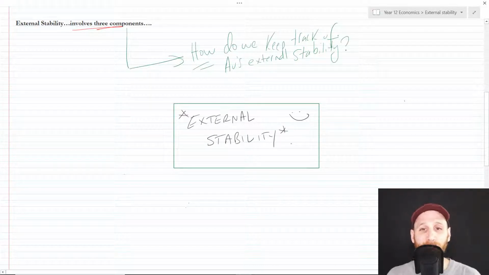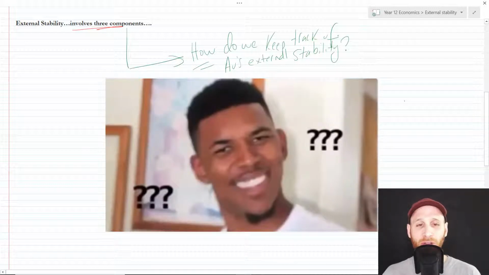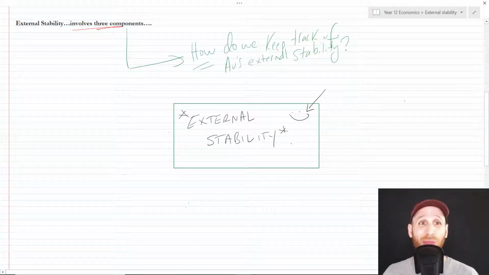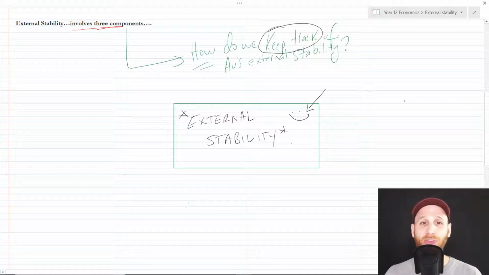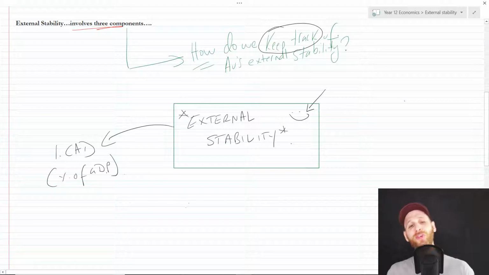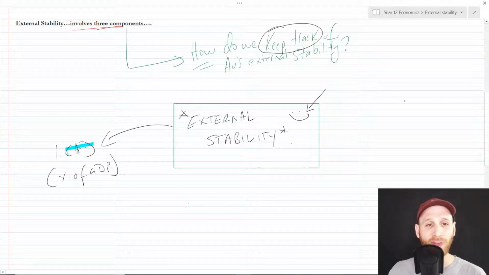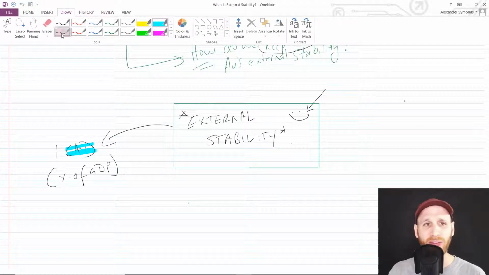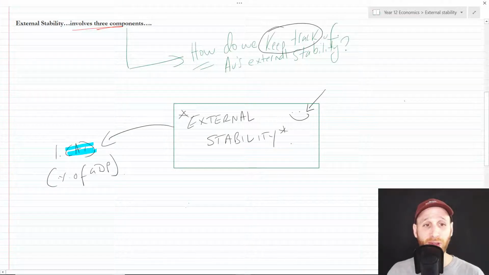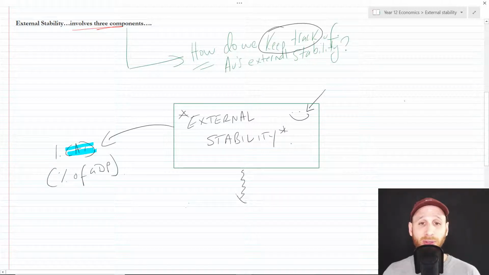Okay, so we're looking at external stability. I've got this smiley face here because we're all having fun at this point in time, so that's a great thing. So external stability has 3 components, 3 things we use to keep track of Australia's external stability. So the first thing we look at is the size of the current account deficit, and we look at the size of the current account deficit as a percentage of GDP. We say, how big is it? Is it 5%? Is it 6%? Is it more than 6%? Oh, that'd be terrible.